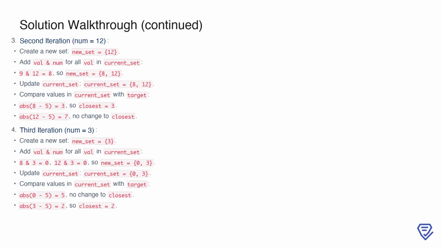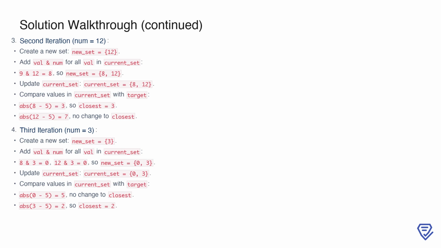Now, we calculate the absolute differences with the target. For 8, abs(8 - 5) equals 3, which is smaller than our current closest, so we update closest to 3. For 12, abs(12 - 5) equals 7, which doesn't improve the closest value. In the third iteration, we process the number 3.